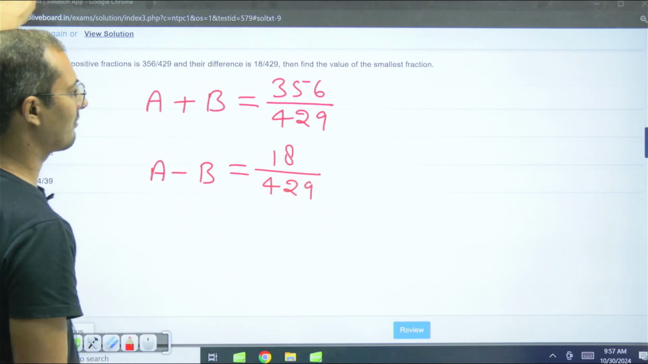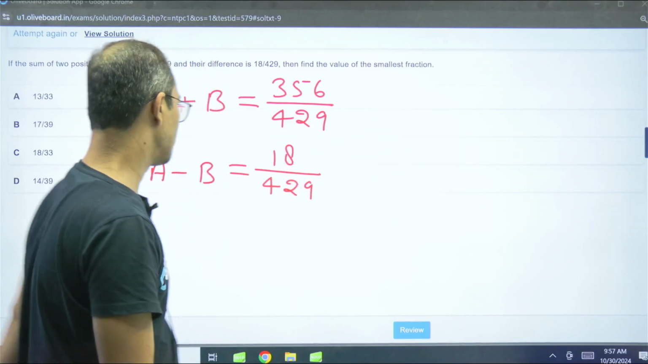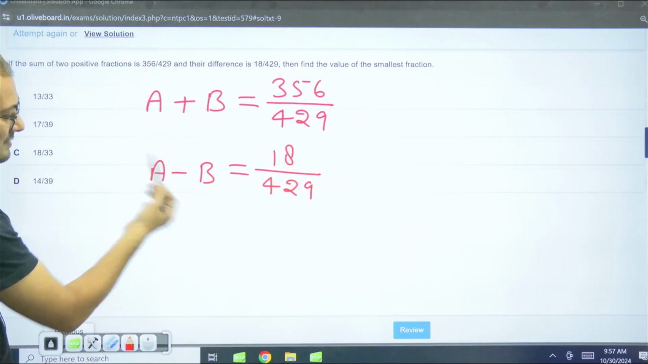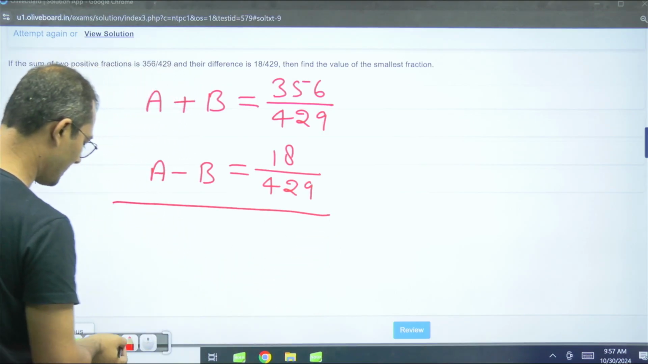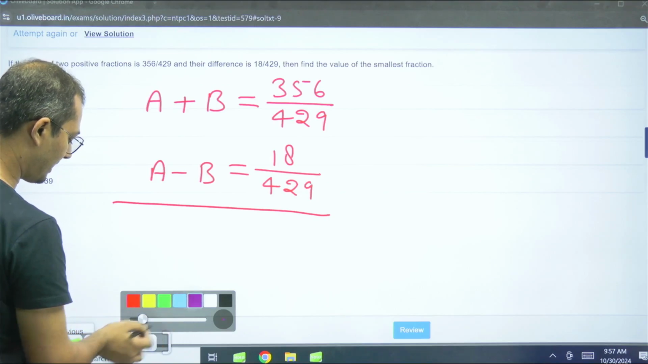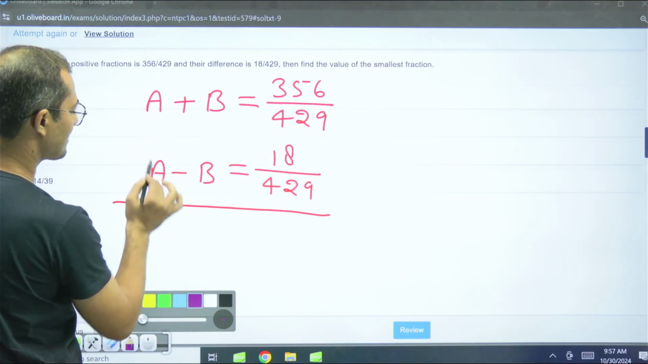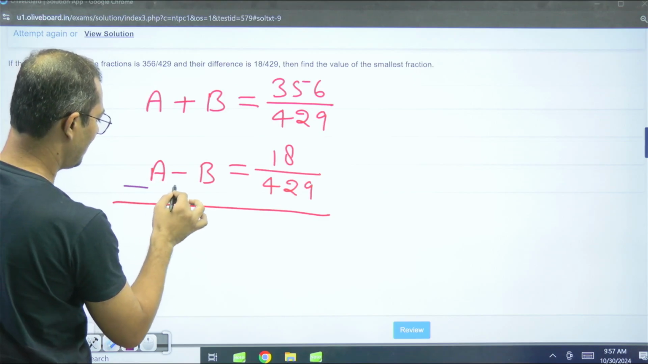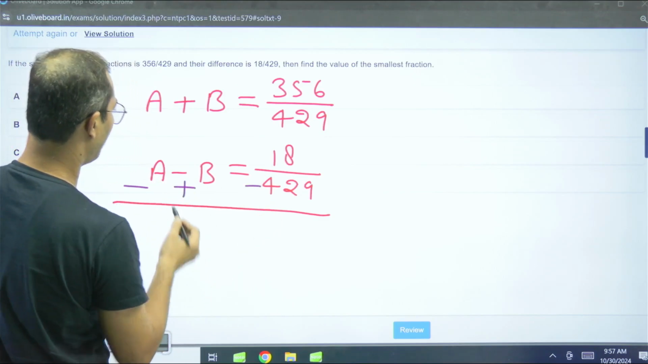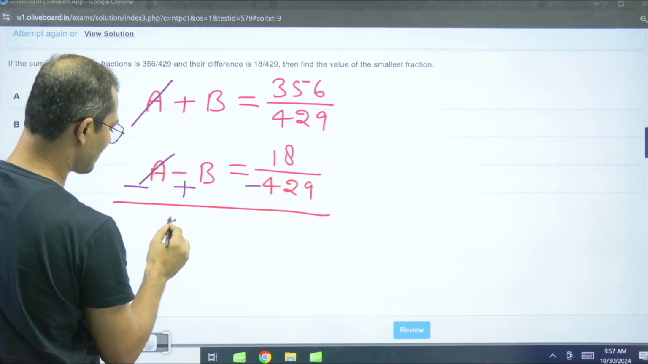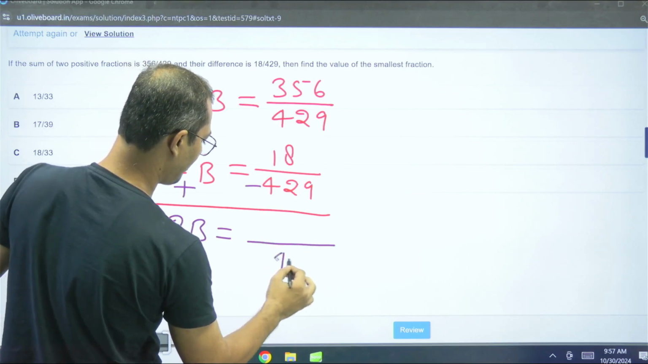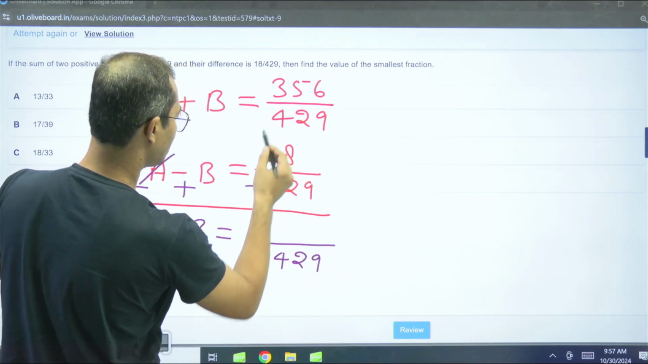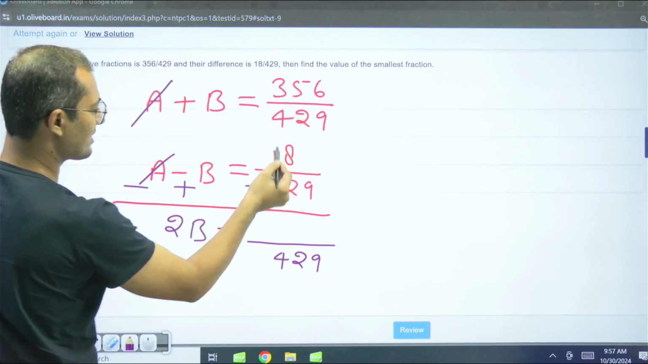So we have to calculate the smallest fraction, right? So we have to see B is the smallest fraction. So by elimination method we can calculate, just subtracting the second equation from the first, right? So minus plus, this would become minus, right? So A would be cancelled. So we can say that 2B is equal to how much? Taking LCM 429, we can say 356 minus 18.